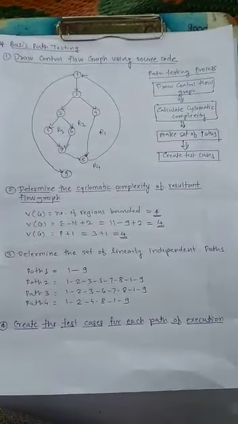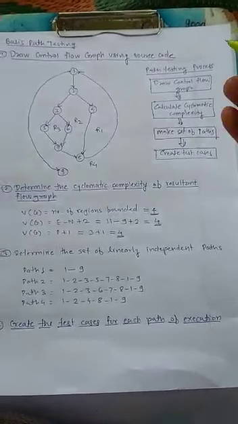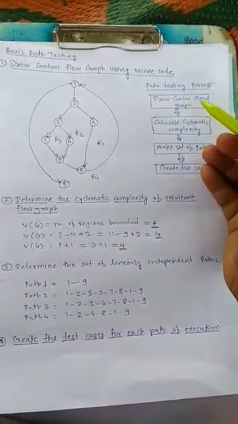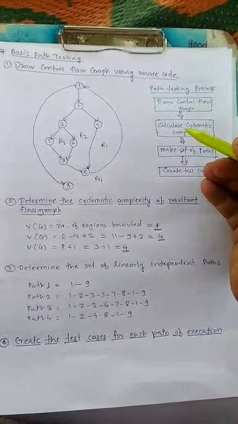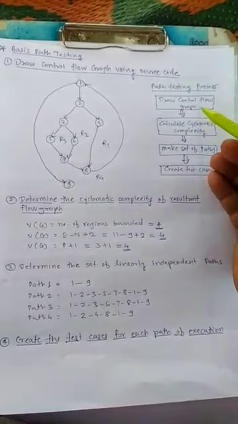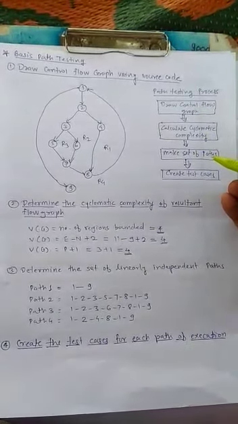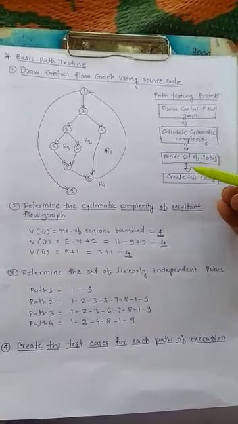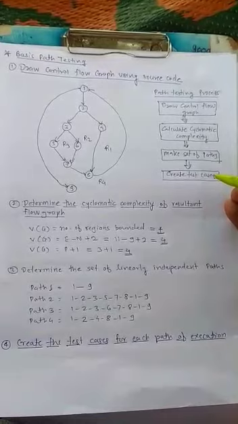In the basis path testing process, there are 4 steps. First one is draw the control flow graph of the source code. Then calculate the cyclomatic complexity of the flow graph. Then make the set of possible paths of execution, and then create the test case for every path.